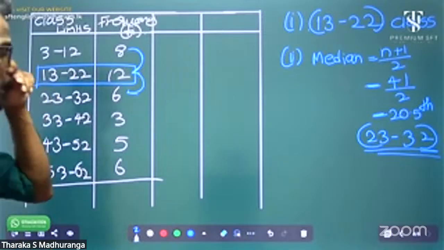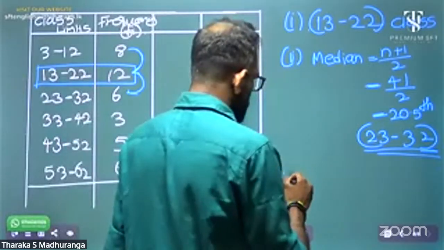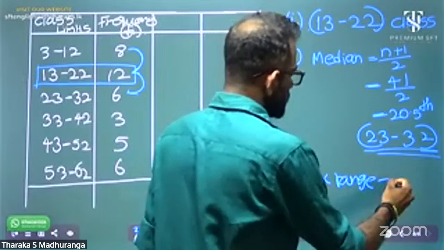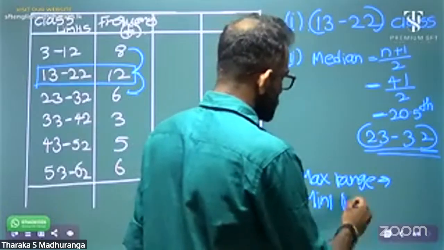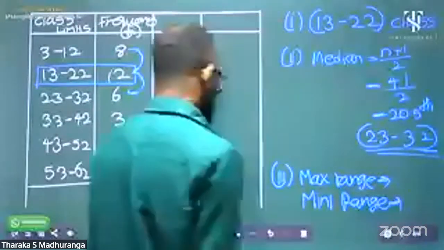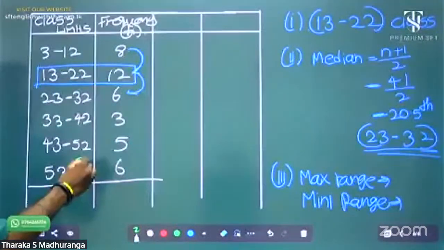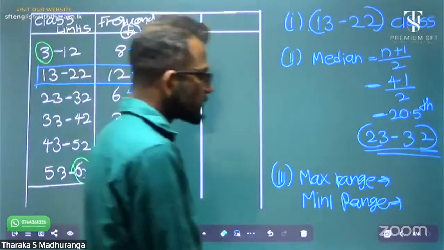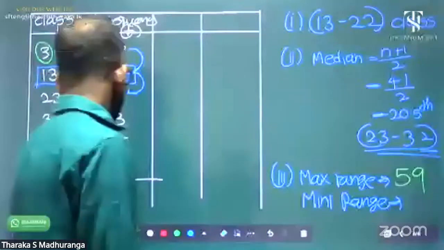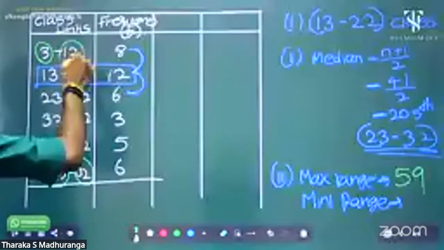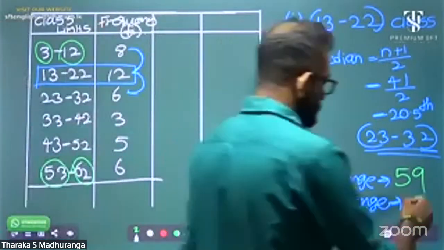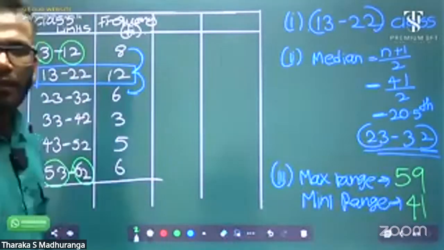Third one, maximum range and minimum range. The maximum range is the gap between 62 and 3, that is 59. The minimum possible range is 53 minus 12, which is 41.